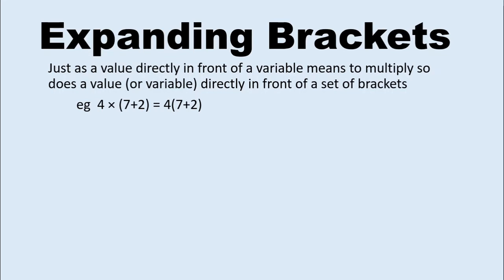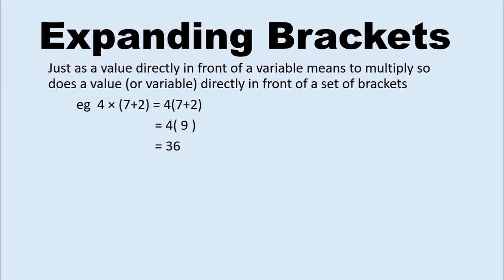By BEDMAS order of operations, you should already know that in any calculation where you see brackets, you need to work out the answer inside the brackets first. So this would be 4 brackets 9. That's 4 times 9, which is 36.